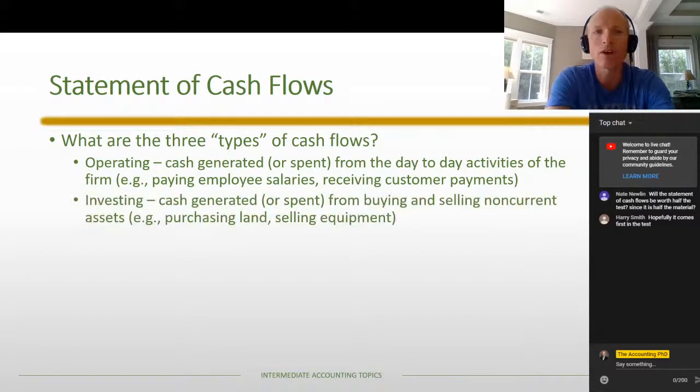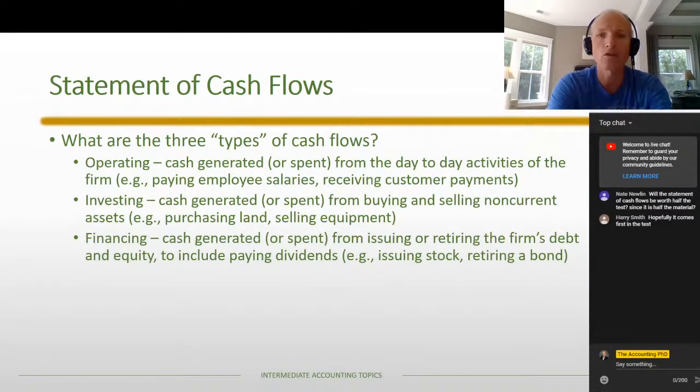And then you have the investing section. This is buying and selling non-current assets. So buying land, selling equipment, whatever that might be. Again, those are the non-current assets that help the company operate into the future. And then finally, your financing cash flows. That's cash raised or spent from issuing or retiring the firm's debt and equity. It also includes dividend payments.